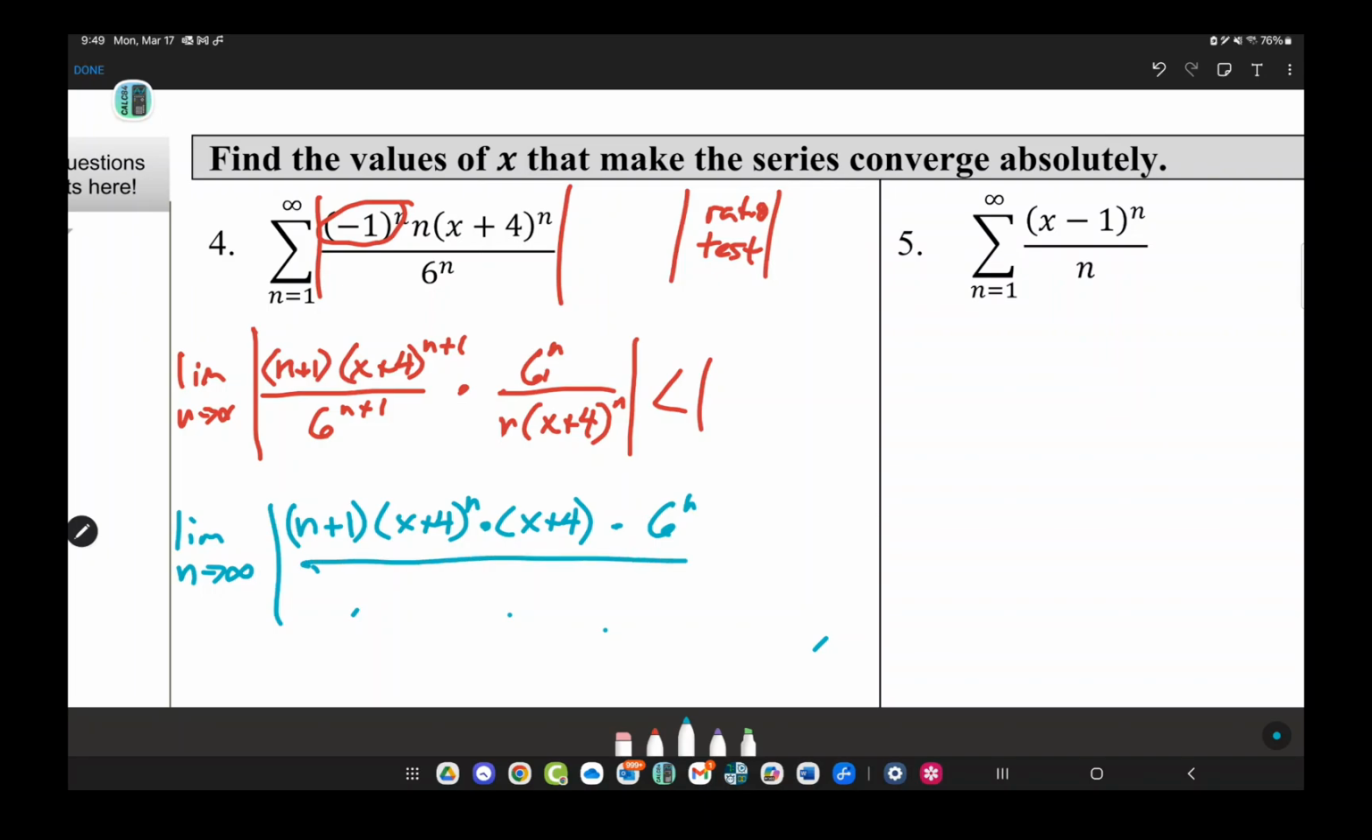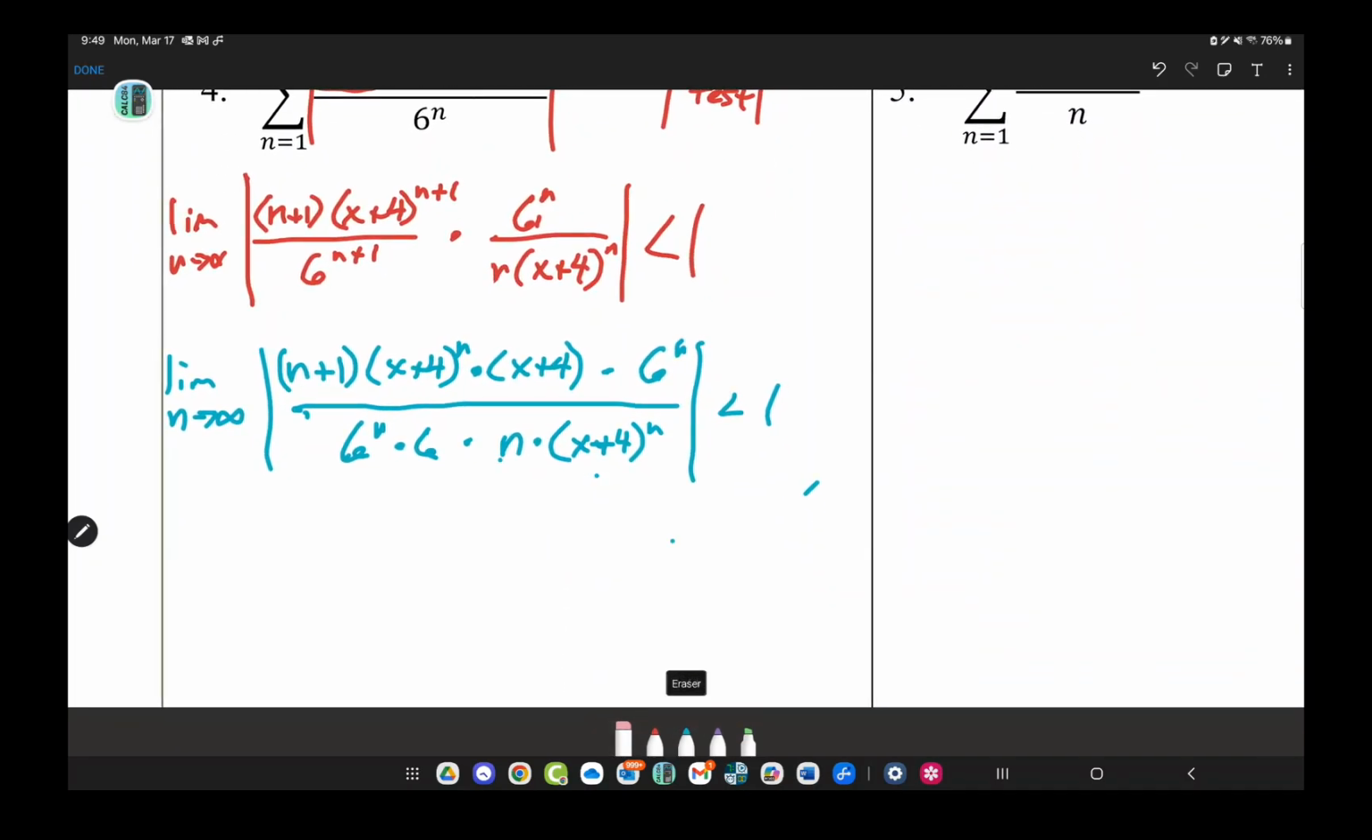My denominator is 6 to the n times 6 times n times x plus 4 to the n, less than 1. Now, what nice thing is going to happen?